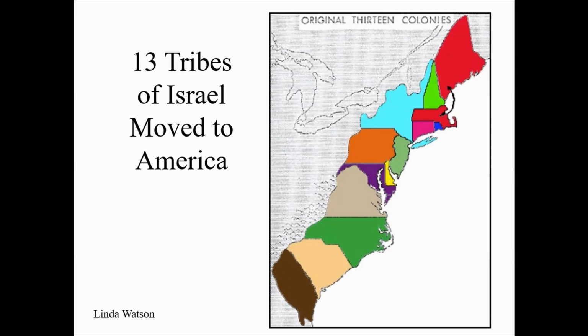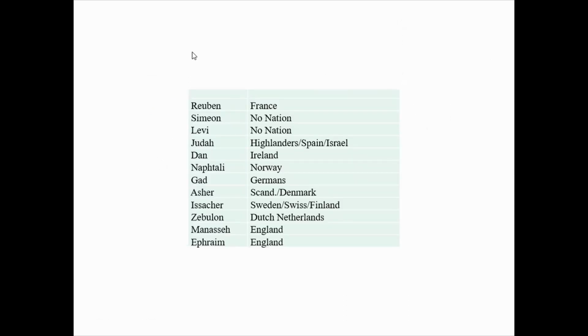Now, please remember that the borders that you see on these states were not exactly like this. These borders were well defined later, but not at the time that the tribes were moving to America, which is the 13 tribes of Israel coming out of Europe. Actually, it's 13 because they took Joseph out. He didn't get a land portion, but the land portion went to his two sons, Manasseh and Ephraim.